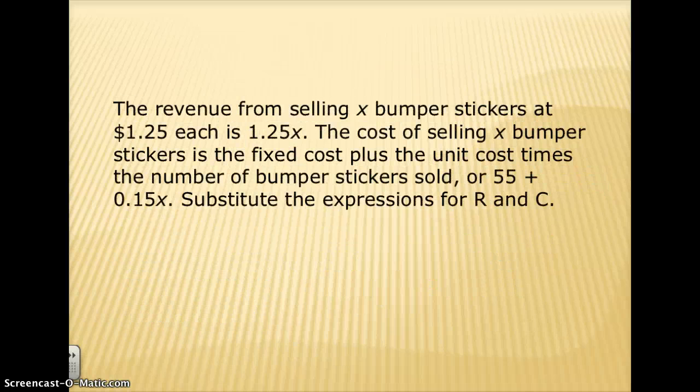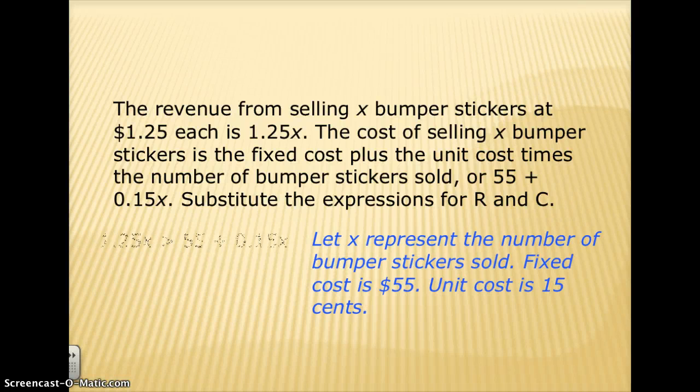Well, the revenue from selling x bumper stickers at $1.25 each is $1.25 times x. The cost of selling x bumper stickers is the fixed cost plus the unit cost times the number of bumper stickers sold. So what that looks like mathematically is $55 plus 15 cents times x. Let's plug those in for R and C. So the revenue is on the left, $1.25 times x, and on the right, the cost is $55 plus 15 cents times x. So we just need to solve for x.